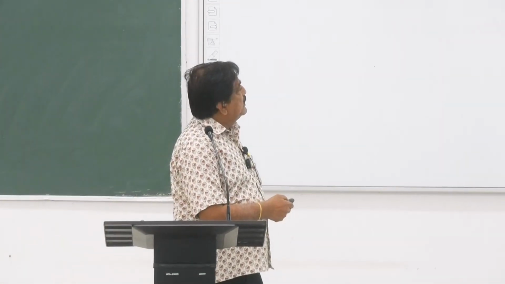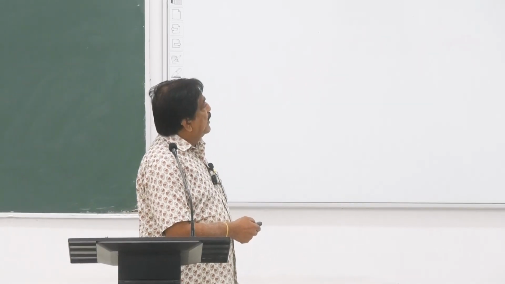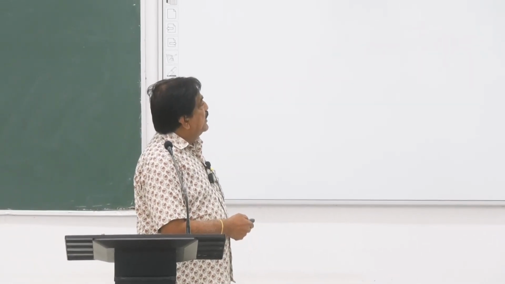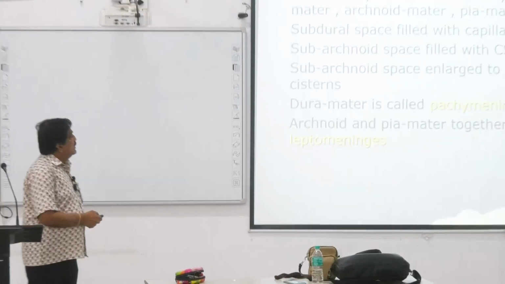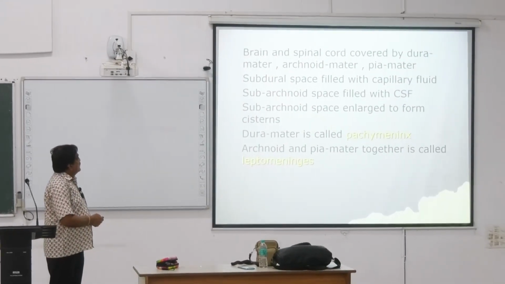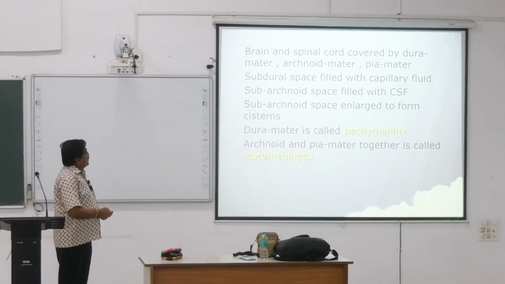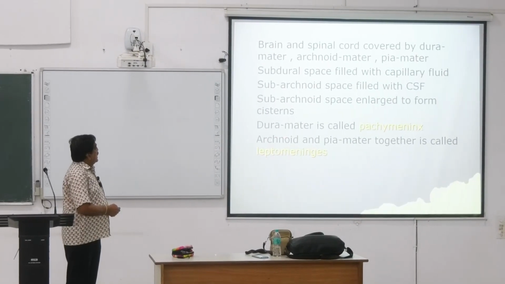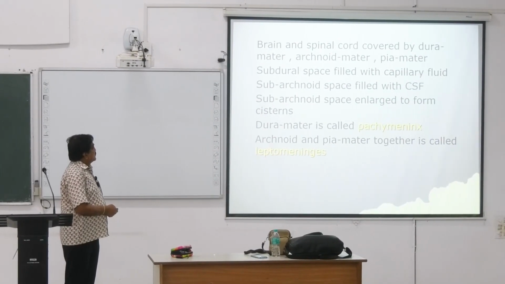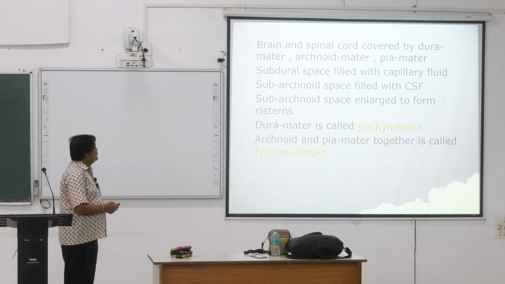Now, you see the difference. The subdural space filled with capillary fluids, but subarachnoid space is filled with CSF. Subarachnoid space enlarged to form cisterns. Dura mater is called pachymeninges. Arachnoid and pia mater together is called leptomeninges.